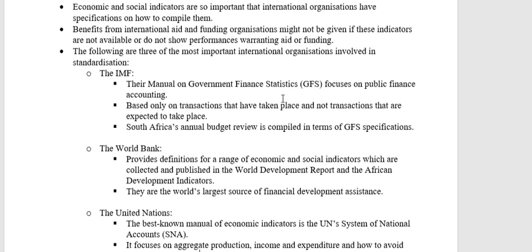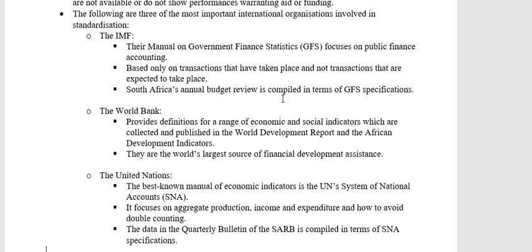Okay, so the three most important international organizations that are involved in standardization of indicators are the IMF, the World Bank, and the United Nations. Okay, with the IMF, the Manual on Government Finance Statistics focuses on public finance accounting. Basically, this specifies exactly how the budget of different countries needs to be compiled. Right, and very important there is that your budget can be based only on transactions that have taken place and not transactions that are expected to happen.